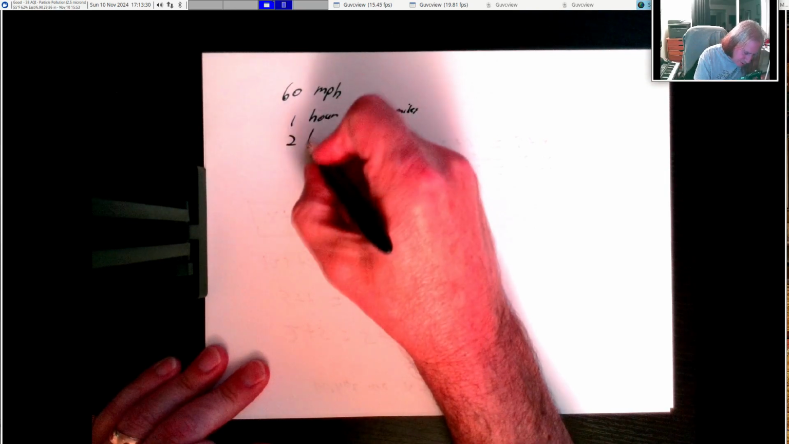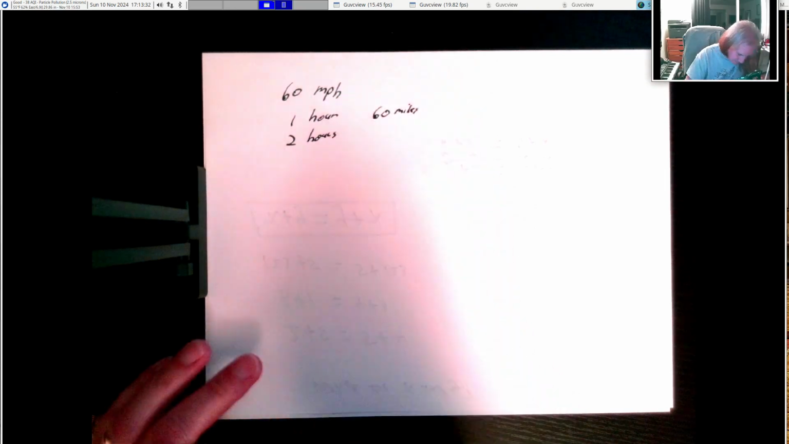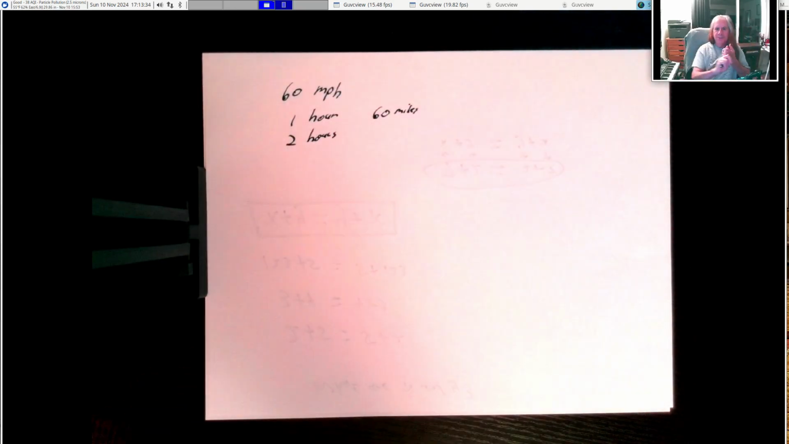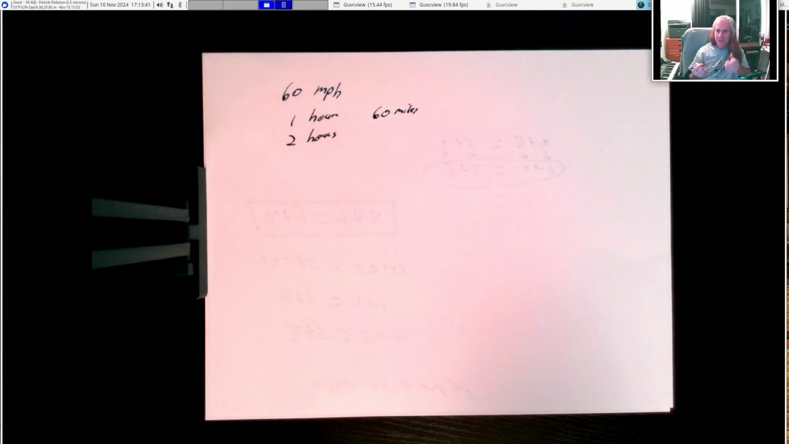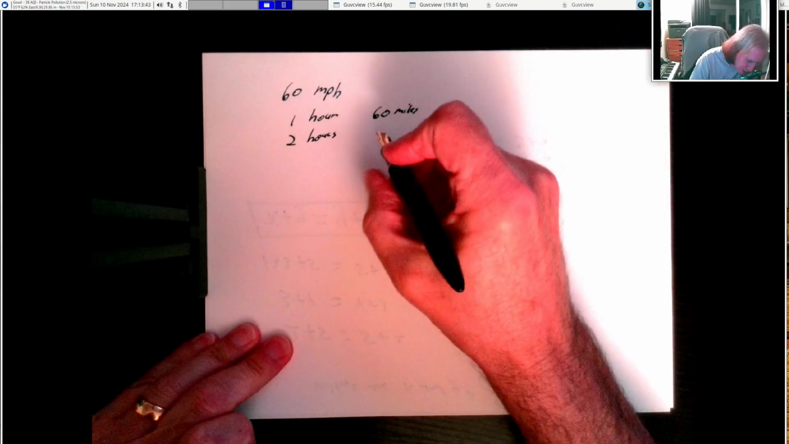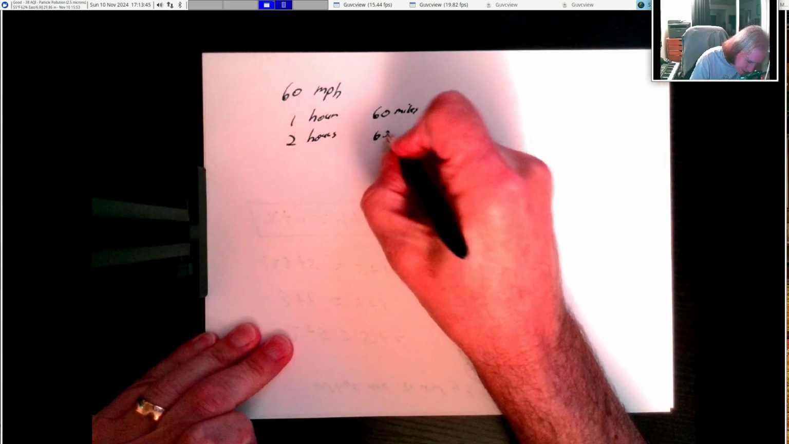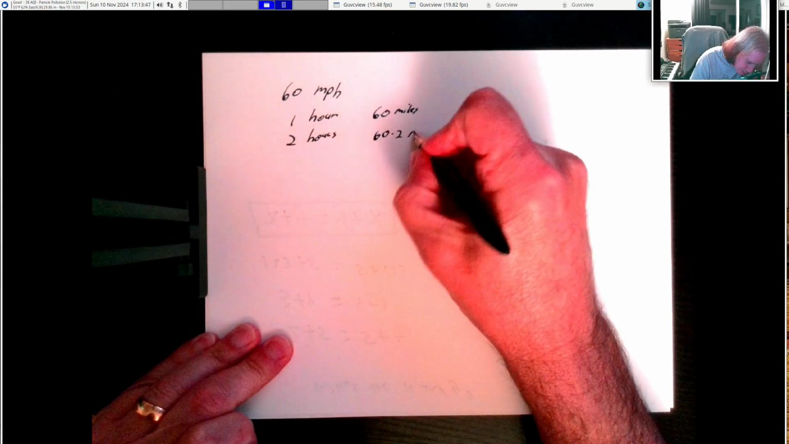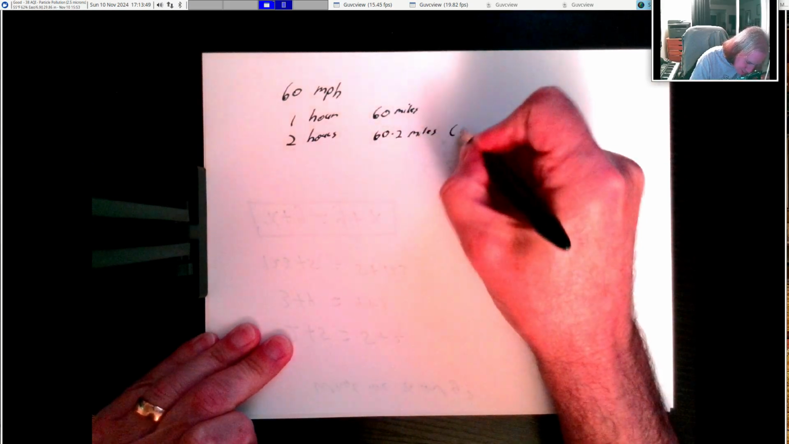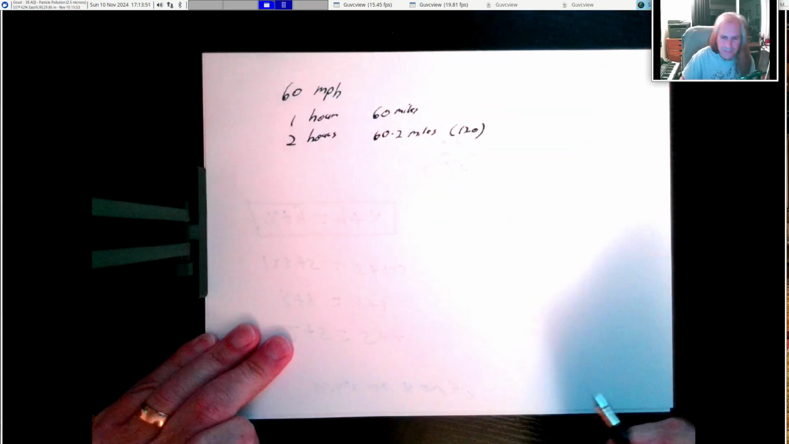If you drive 2 hours, well, in the first hour you're going to drive 60 miles. In the second hour you're going to drive another 60 miles. You're going to drive 120 miles. But more particularly, you're going to drive 60 times 2 miles, which is 120.